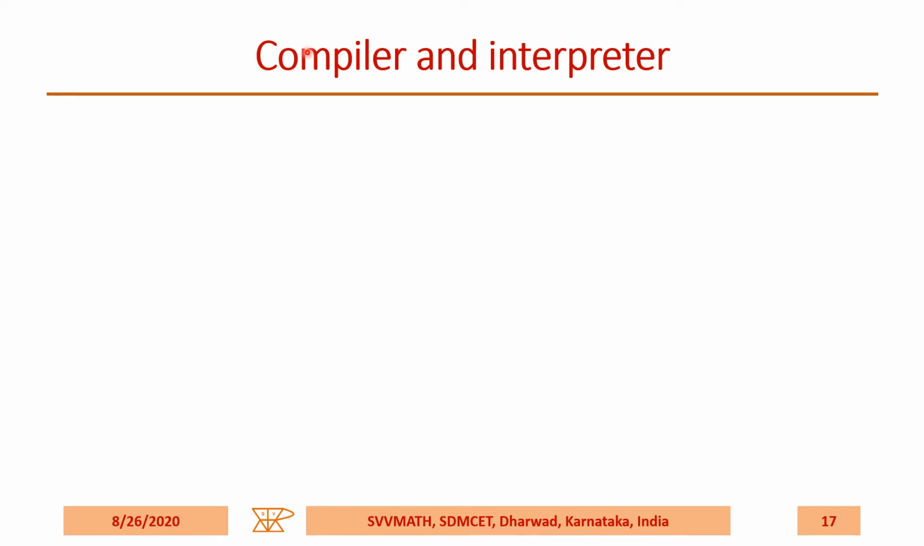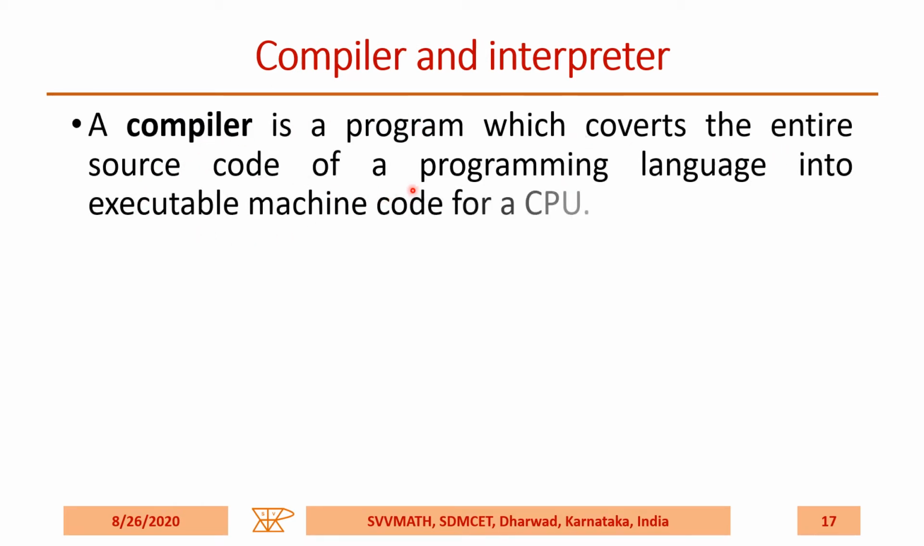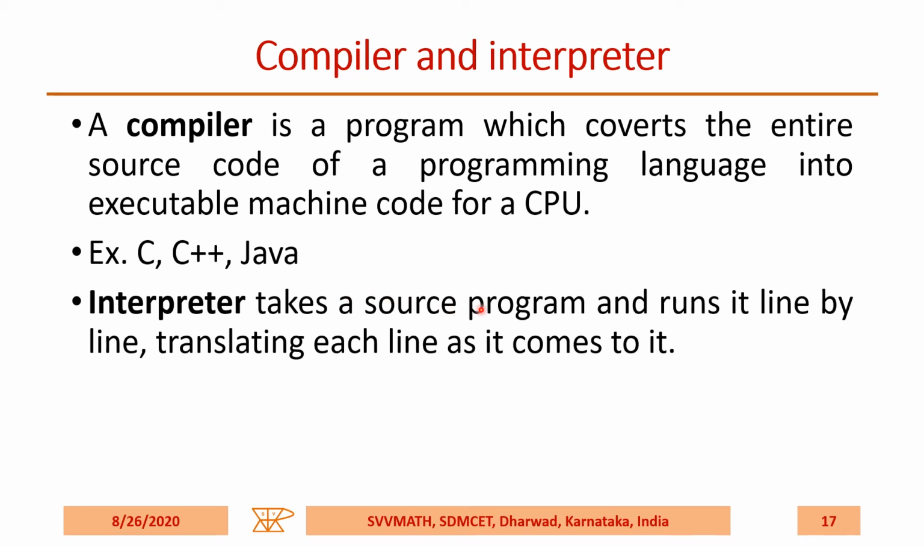Okay, let us see. A compiler is a program which converts the entire source code of a programming language into executable machine code for the CPU. Can you give some examples? C, C++, Java is correct. An interpreter takes a source program and runs it line by line, translating each line as it comes to it. This is a compiler and interpreter one should know.